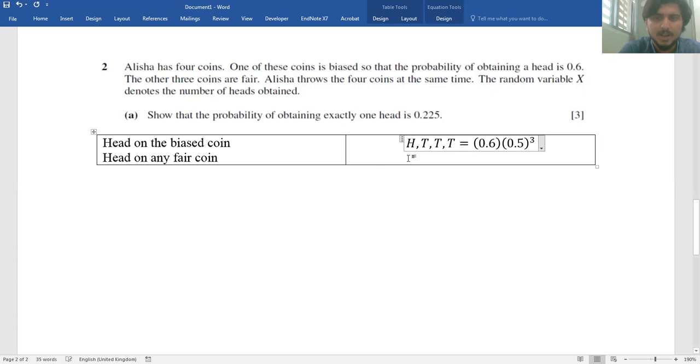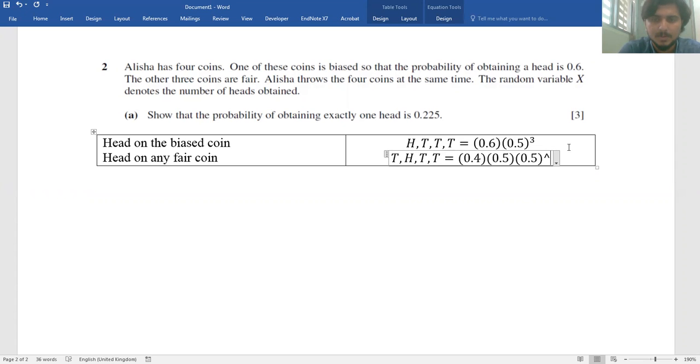What if she gets head on any fair coin? That means tail on the biased one and then head on any one of the fair ones. So for one of these settings, if she gets the tail on the biased one and head on any of the fair ones, then the tails, and then this can occur.